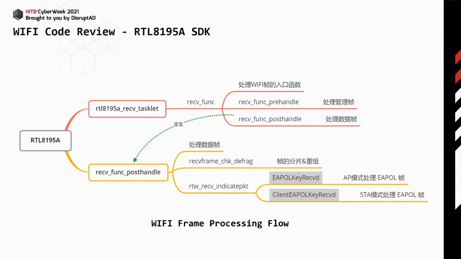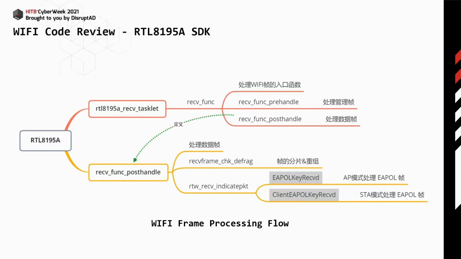This function will call receive func. Receive func is the entry function of packet processing. Receive func first calls receive func prehandle, which is mainly responsible for processing management frames such as probe, beacon, and so on. Receive func post handle is used to process data frames. When data frames involve fragmentation and aggregation, the function first aggregates the fragmented data frames and then calls RTW receive indicate packet to process data frames.